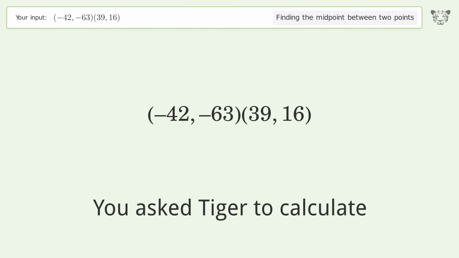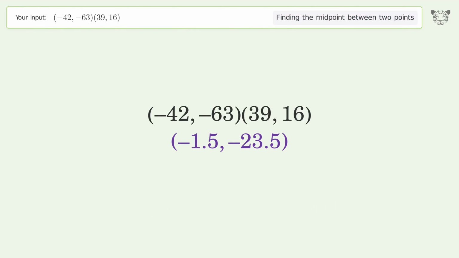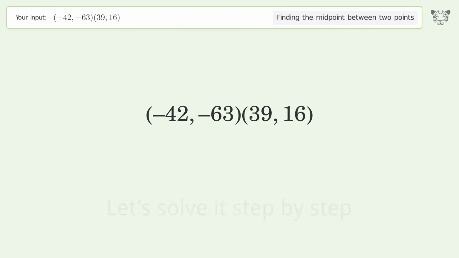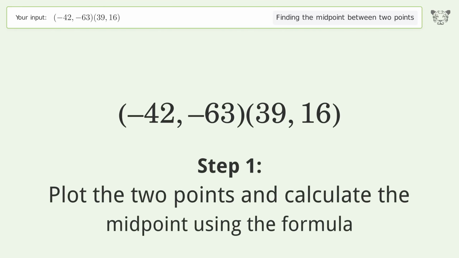You ask Tiger to calculate. This deals with finding the midpoint between 2 points. The midpoint between the 2 points is -1.5, -23.5. Let's solve it step by step. Plot the 2 points and calculate the midpoint using the formula.